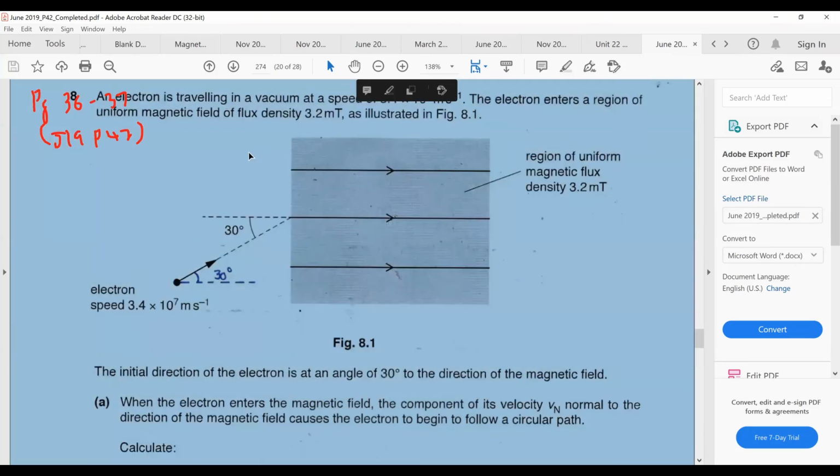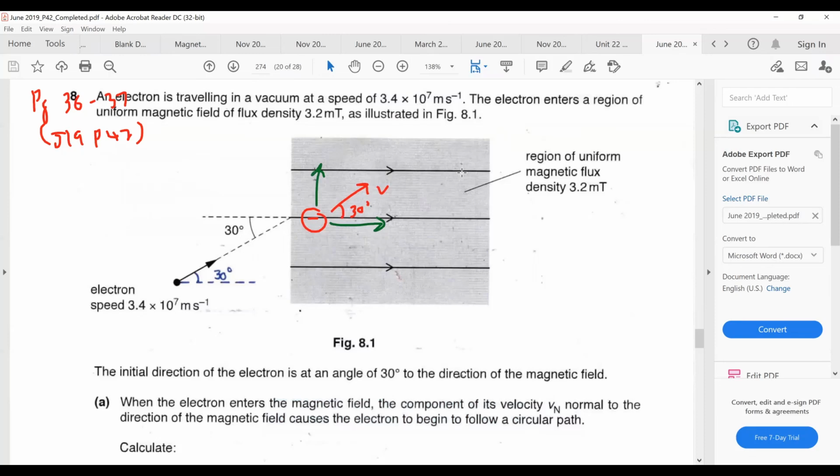Okay, this is what I was talking to you about just now. You could have your electron here. You actually have a velocity V at an angle of 30 degrees, so you have two components of velocity to consider. One is your Vn, which is the velocity normal to the field. Another is your Vp, which is your velocity parallel to the field.